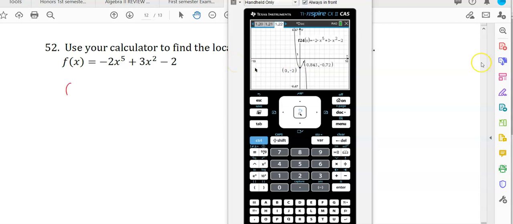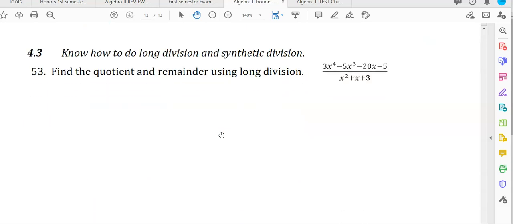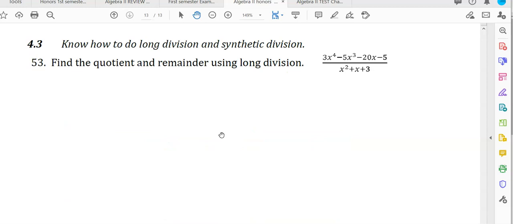So the location, this would be 0, -2, and 0.843, comma, -0.72. I think it just said to find the location, so we want the actual ordered pairs there: this was the min, this was the max, I believe, the local min and the local max for that one. Almost done. So long division and synthetic division, I think those are our last two problems here. Again, this should be more recent stuff, so you should be fine on this.